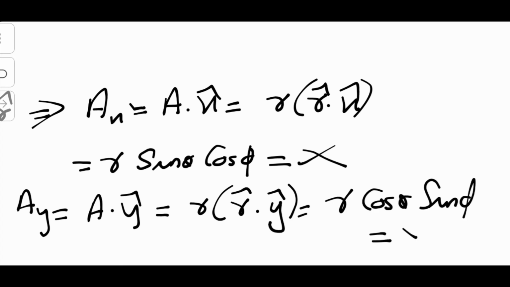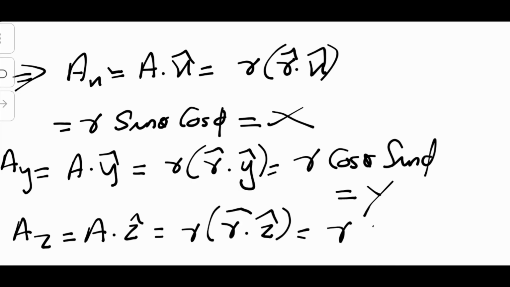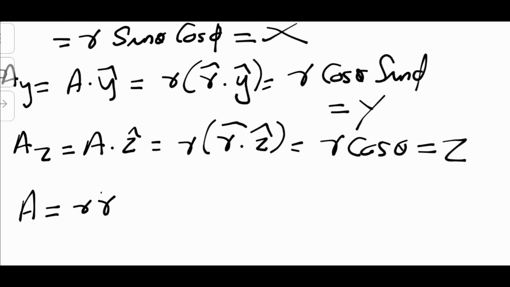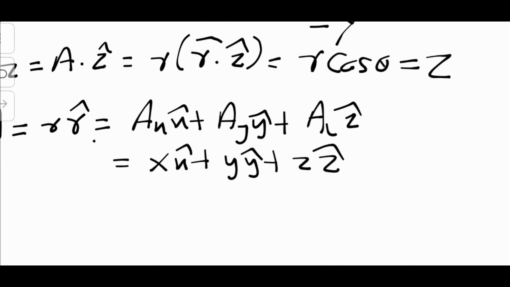And we can write now a z is equal to a dot z cap. So that is equal to r times r dot z cap. So that is equal to r cos theta. So that is equal to z, right? So A from r cap is transformed into a x x cap plus a y y cap plus a z z cap. So that is equal to x x cap plus y y cap plus z z cap. So that's the transformation that we have done.